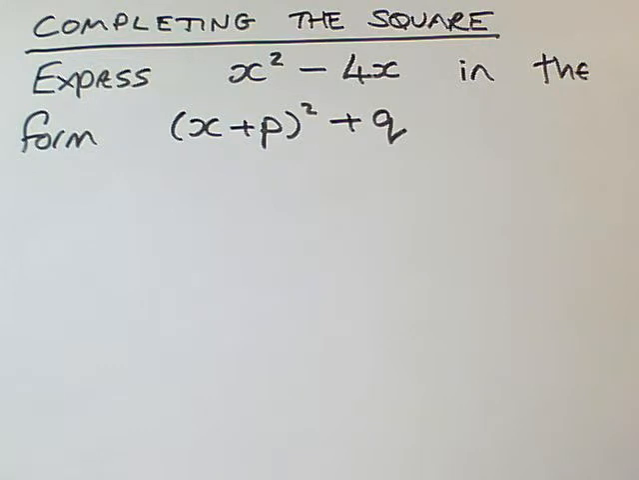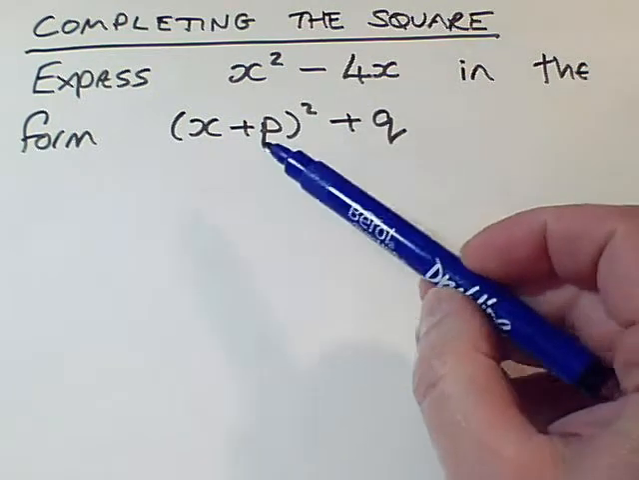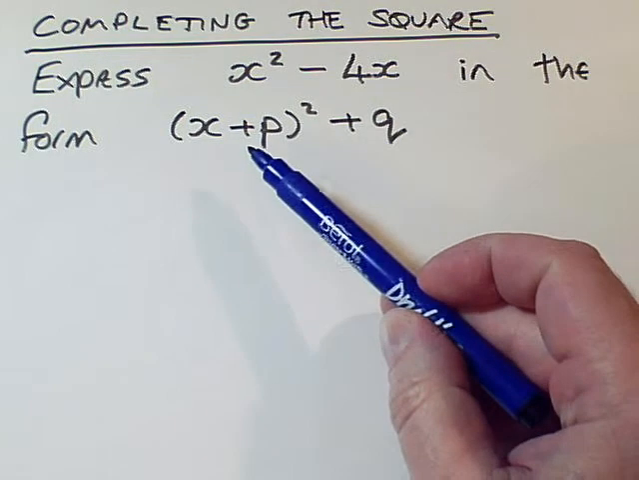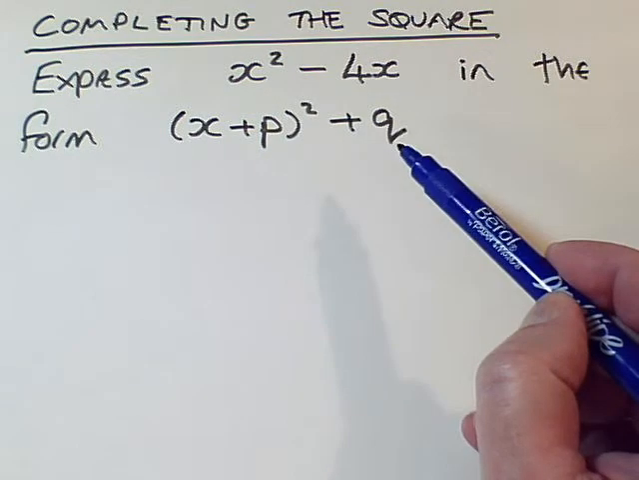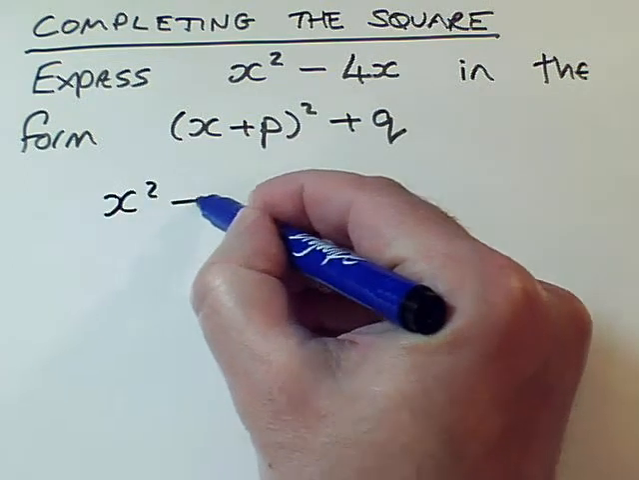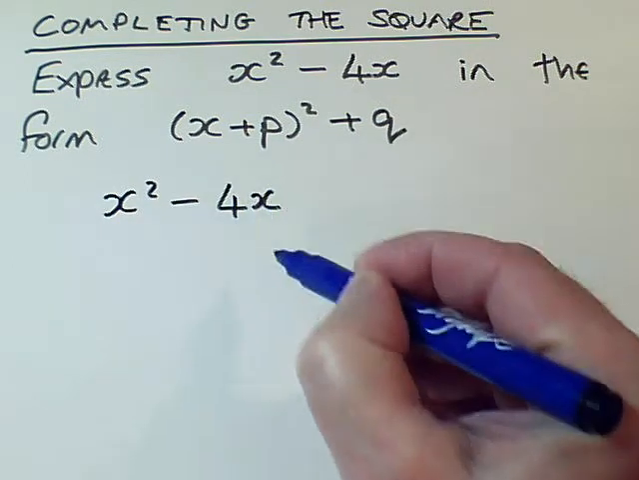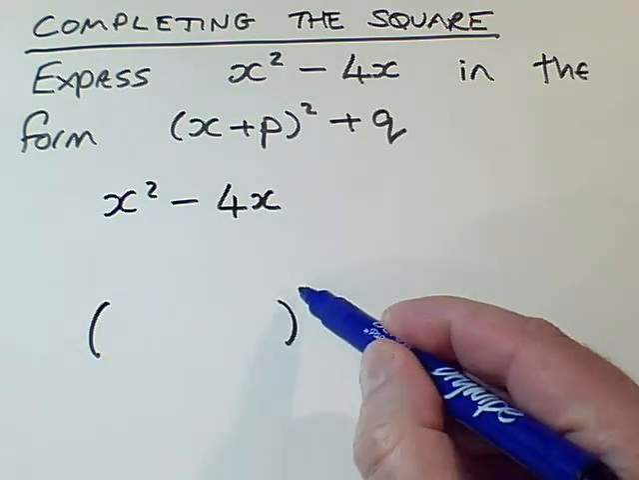Okay, completing the square is when we start with a quadratic in the expanded out form, and we want to put it in completed square form, which consists of a squared bracket and a number at the end. And this is pretty much the simplest case. So, starting with the x squared minus 4x, we know that a couple of lines down, we want to end up with a squared bracket.